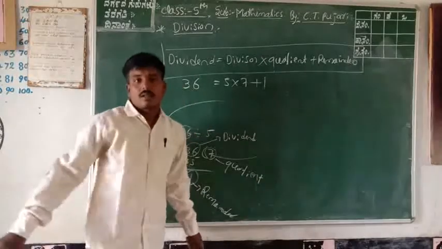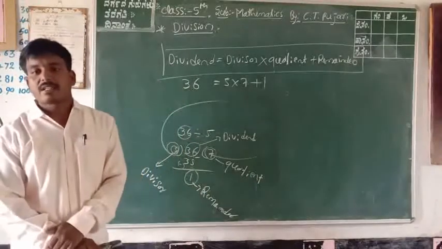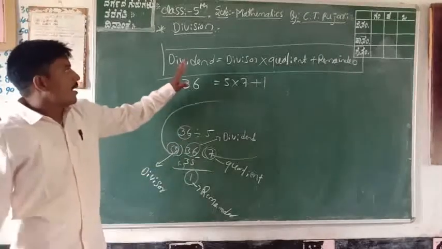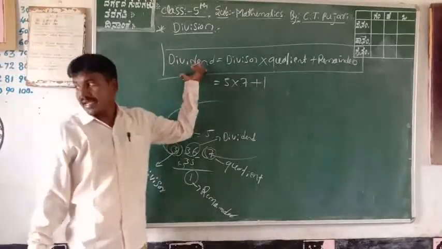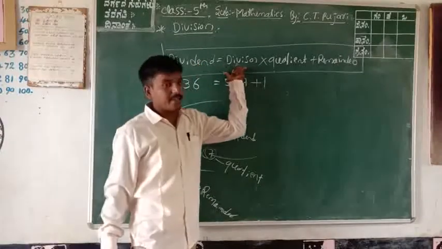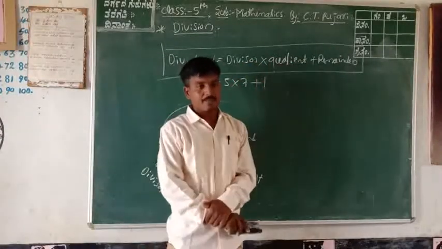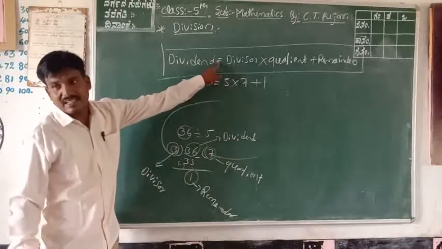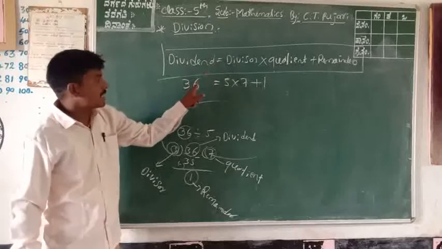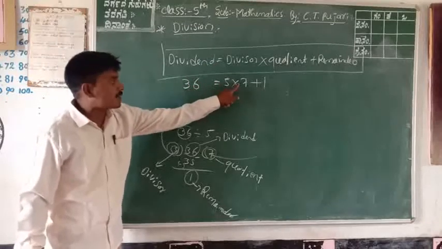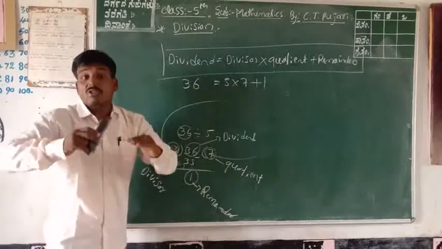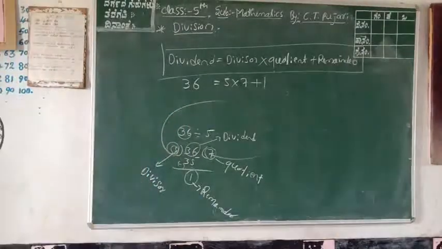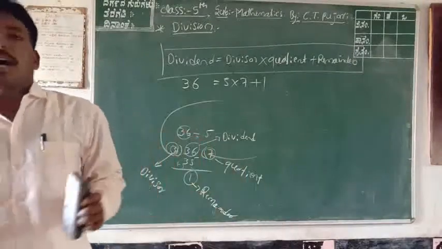Got it? Listen here. Dear students, in division, the division rule is dividend is equal to divisor into quotient plus remainder. Okay, this is the equal sign. 36 is equal to 5 into 7 plus 1. The LHS should be equal to the RHS.